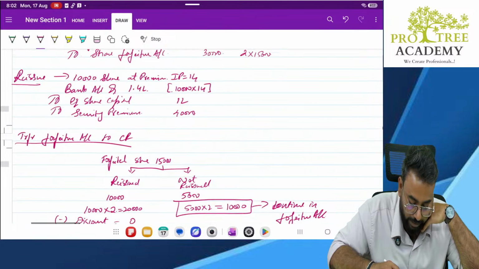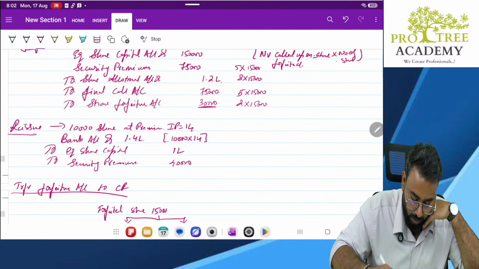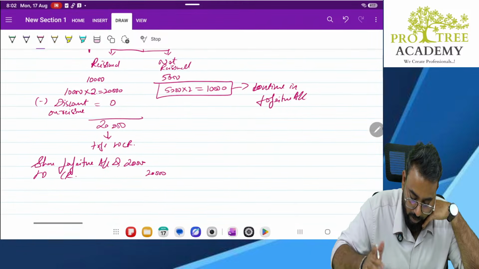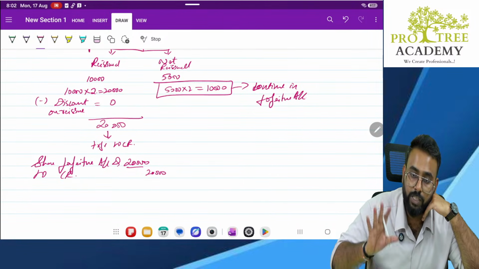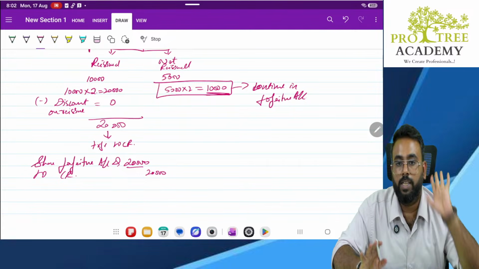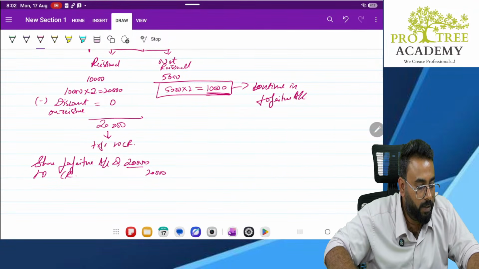Clear? Now if you see, can we test it? Earlier, share forfeiture was credited with how much? 30,000. After that, any debit? No debit. Directly debited with 20,000. So 30,000 minus 20,000 is 10,000. What is remaining? 10,000 should remain in forfeiture account. Clear? Yes. Any doubts in this?